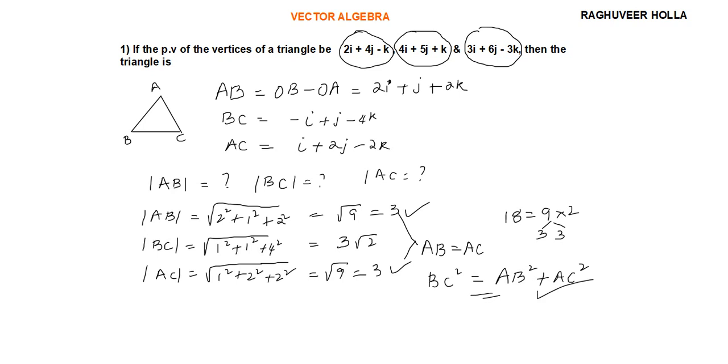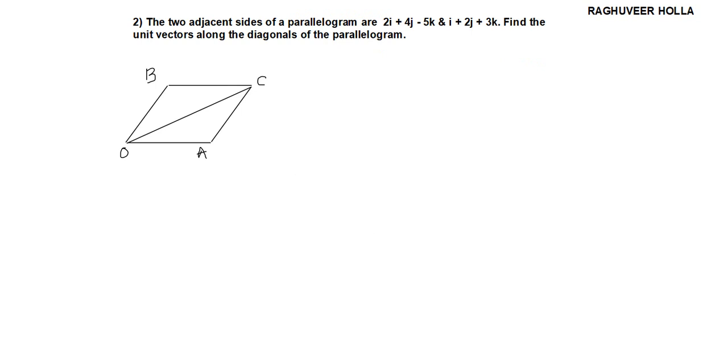So hence we can say this is a triangle which is isosceles and a right angle triangle. So hence we conclude that it is isosceles and right angle triangle. Let us see the next problem here.